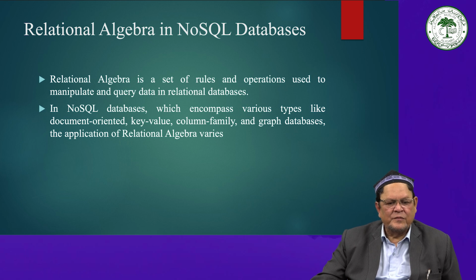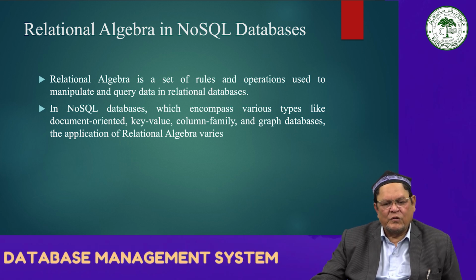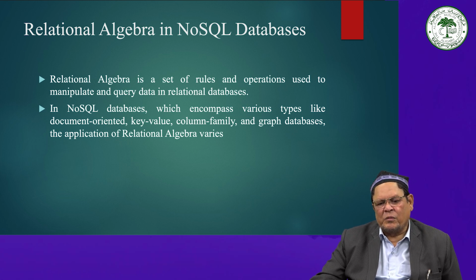The last is wide column stores. For example, Apache Cassandra. Relational algebra ideas can be used for querying and transforming data stored in wide column format. Operations like selection, filtering rows based on the column values, and projection, selecting specific columns, can be applied.